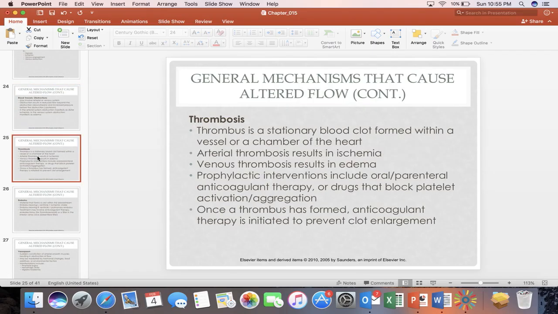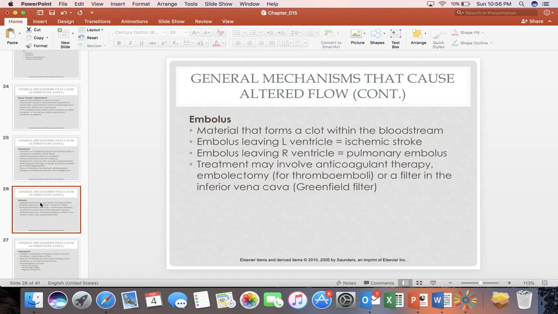Thrombosis is a stationary blood clot formed within the blood vessel or a chamber of the heart. Arterial thrombosis results in ischemia. Venous thrombosis results in edema. Prophylactic interventions include oral or parenteral anticoagulant therapy or a drug that blocks platelet activation or aggregation. Once a thrombus has formed, anticoagulant therapy is initiated to prevent clot enlargement.